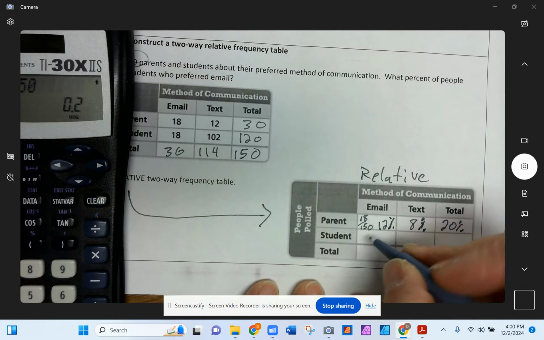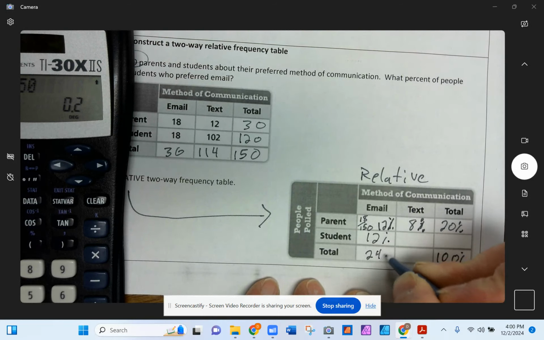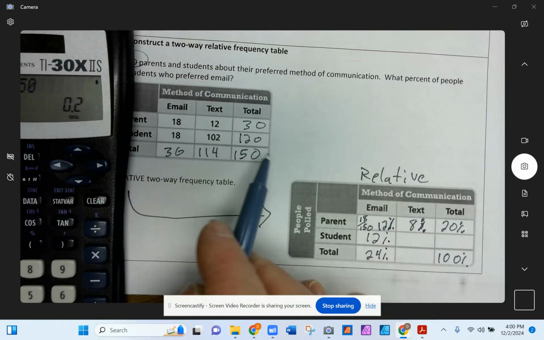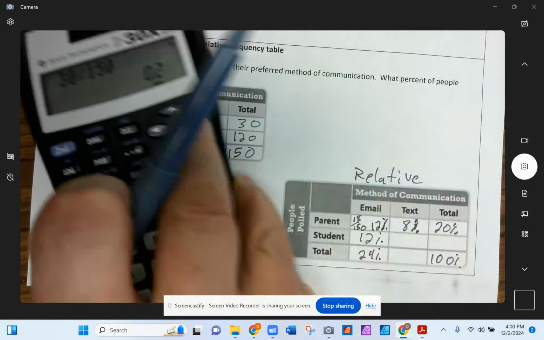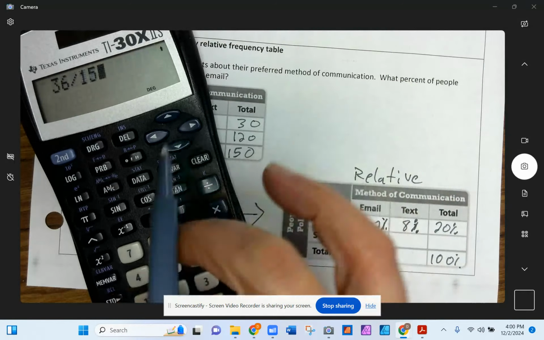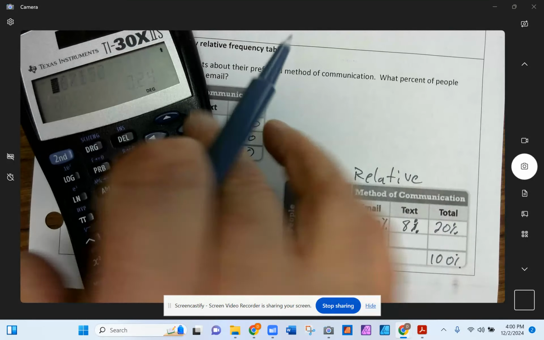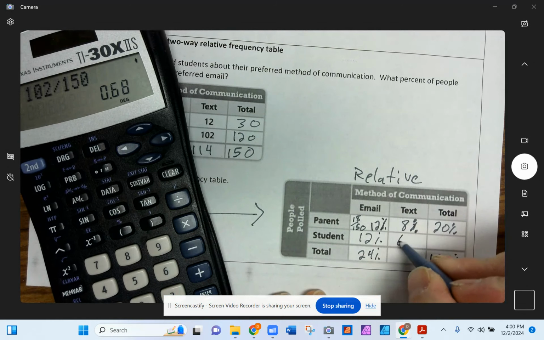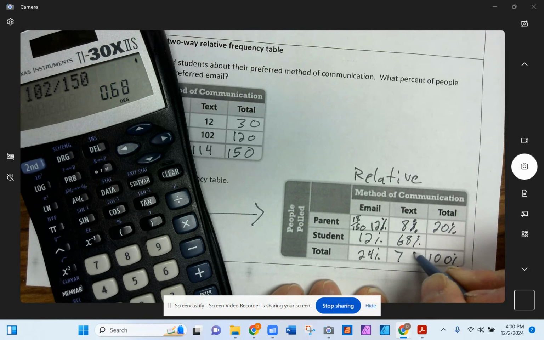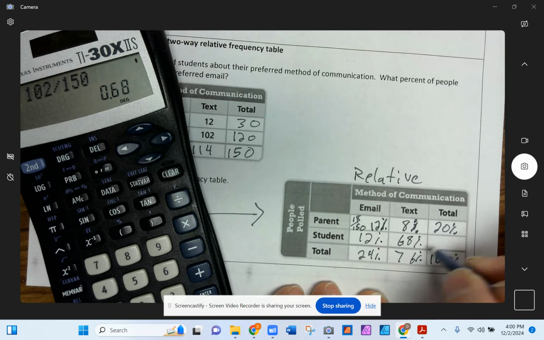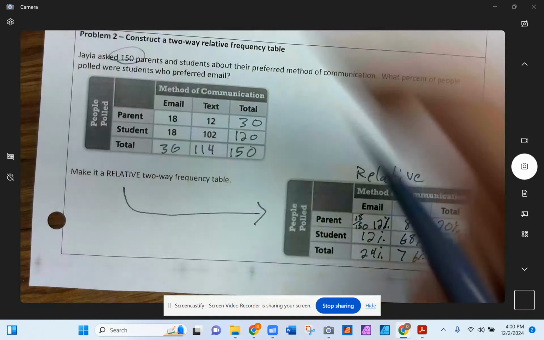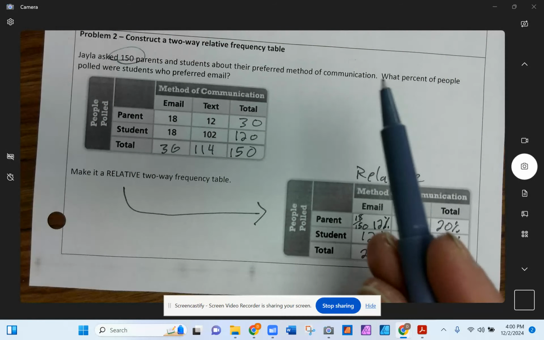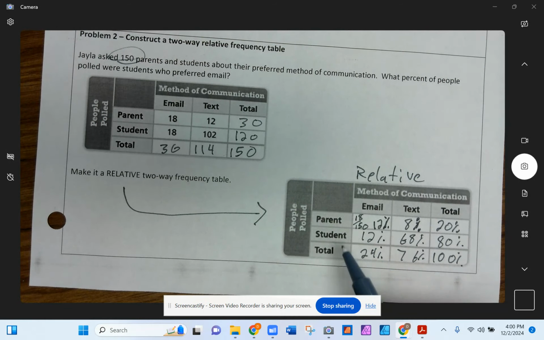We already know 18 because we already did that, so that's 12% right here. Now if we add those up, we should get 24%, so 36 divided by 150 should be 24%. Oh, look at that. Okay. And then we keep filling it out, right? 102 divided by 150 gets us to 68%. 68 plus 8 should be 76. 24 plus 76 is 100. 12 plus 68 is 80. So that's our relative frequency table. It's basically just converting it into percentages. So what percent of people polled were students who preferred email? Students who preferred email is 12% right there, okay?